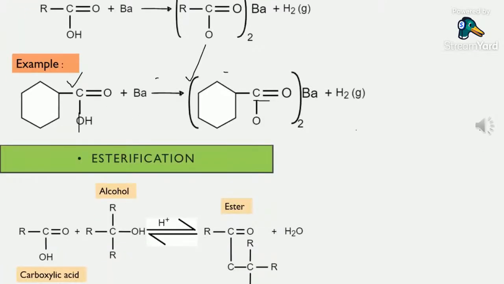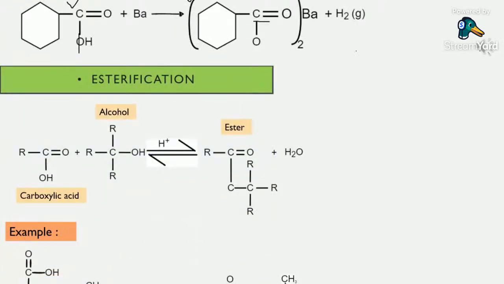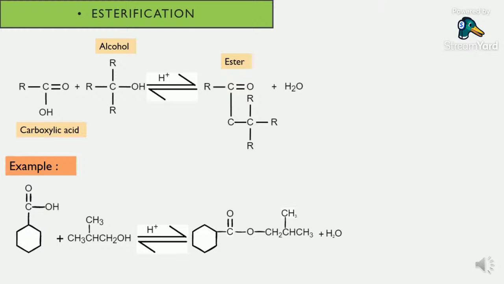So now we're moving on to the third chemical reaction, which is esterification. So esterification, we already know it involves carboxylic acid and alcohol, because we already learned esterification reaction in chapter 5, alcohol. So the product that will be formed is ester over here and also water.